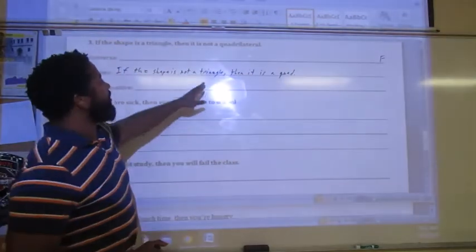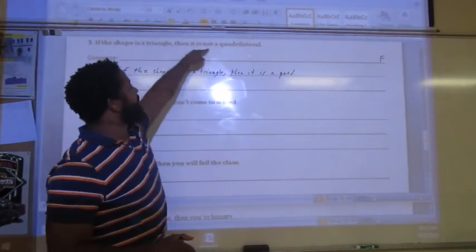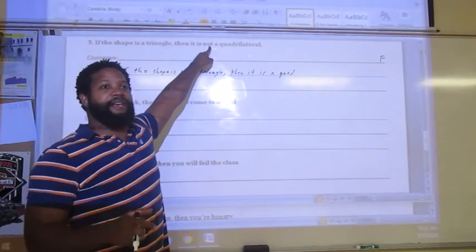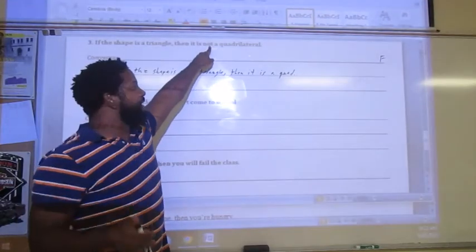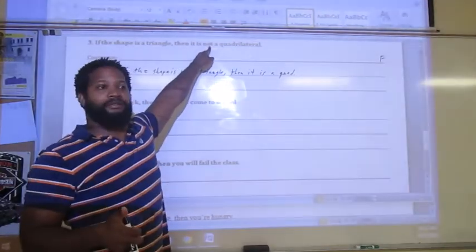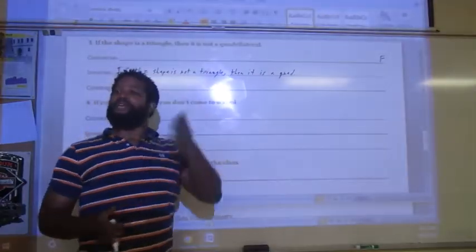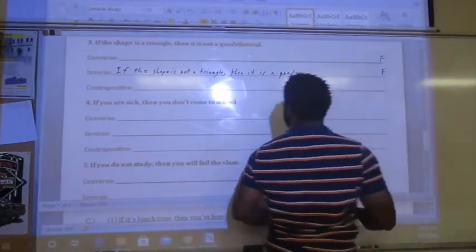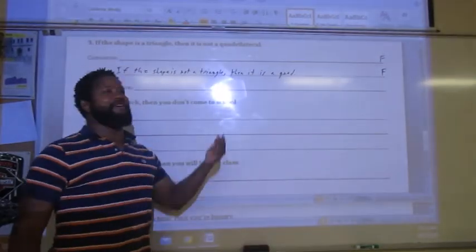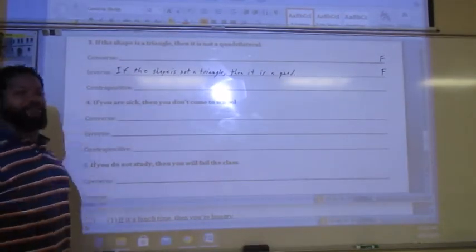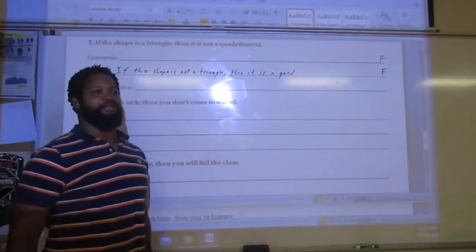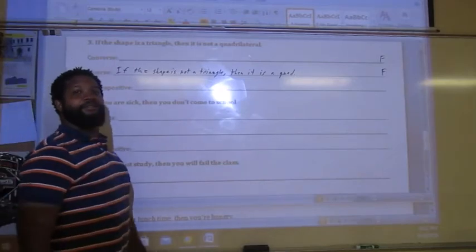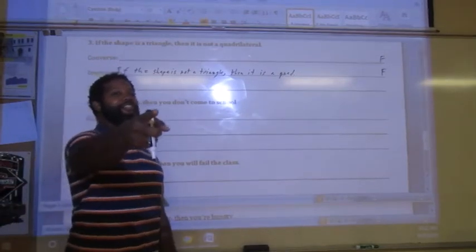Now, notice how the opposite of the not, you get rid of it right here, okay? It turns into is a quadrilateral. That's false because there's 20 different other shapes. Exactly, so it's still false, because just because it's not a triangle doesn't mean that it has to be a quadrilateral. Like you said, we have the octagon, nonagon, decagon, dodecahedron. What the heck is that?